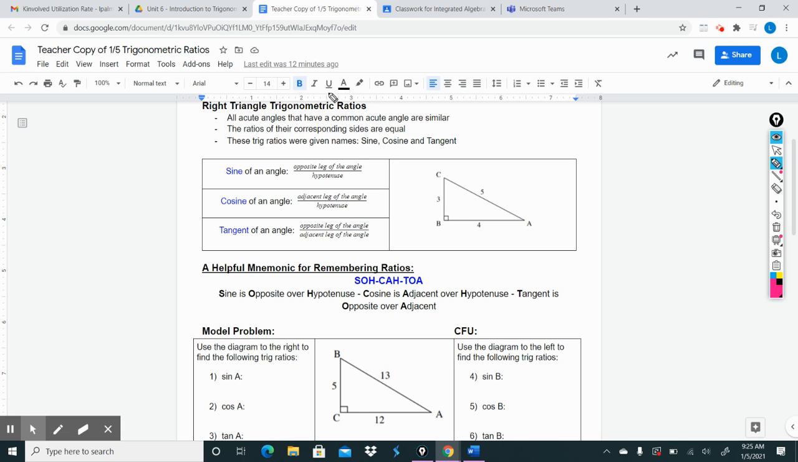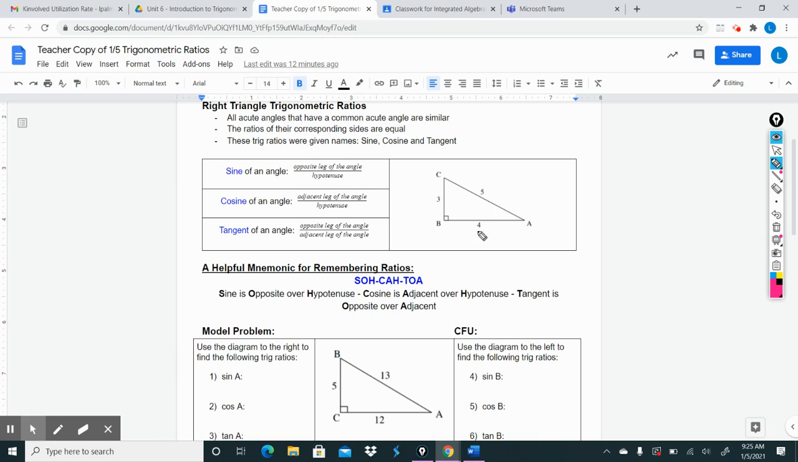In today's video, we are going to learn about trigonometric ratios. Right triangles that have common acute angles are similar, and the ratios of their corresponding sides are equal. These trig ratios were given names: sine, cosine, and tangent.